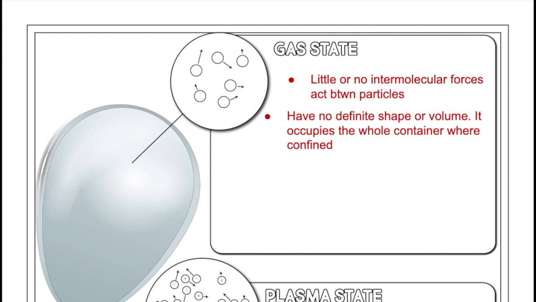So basically it's just going to occupy the whole container where it can find. So it wants to stretch out as far as possible from all the other particles. So it's going to fill whatever container it is held in. Examples of this are oxygen, nitrogen, and noble gases. So things like balloons, it's going to try and fill out the whole balloon depending on how much energy it has.